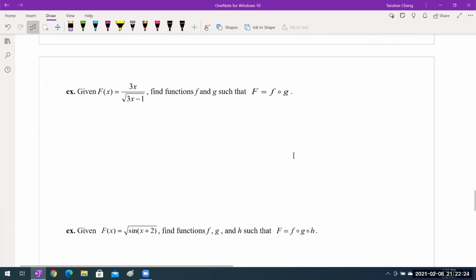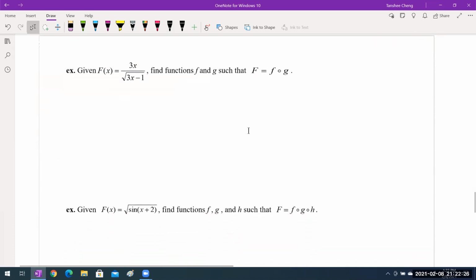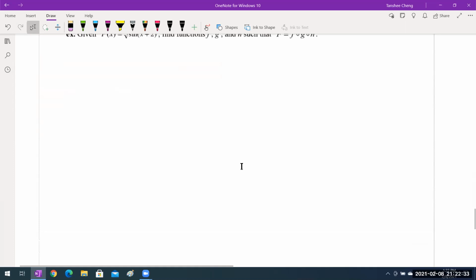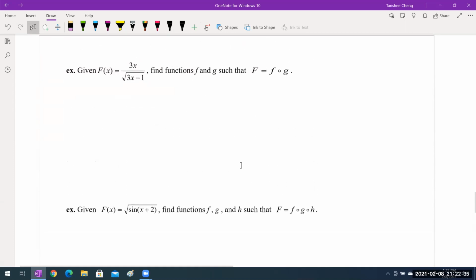So what I want you to do is pause for a second and then try to do the next few examples, right? The next two examples, and we're going to try to check.